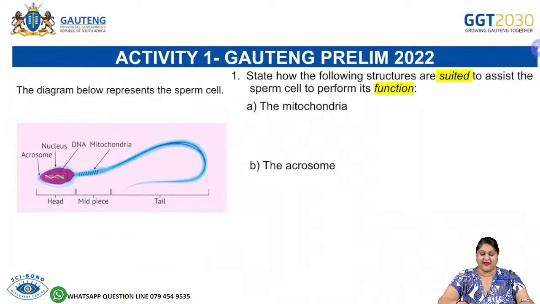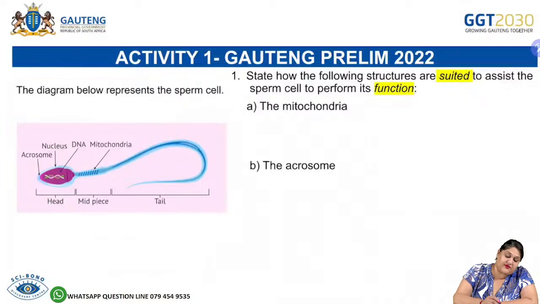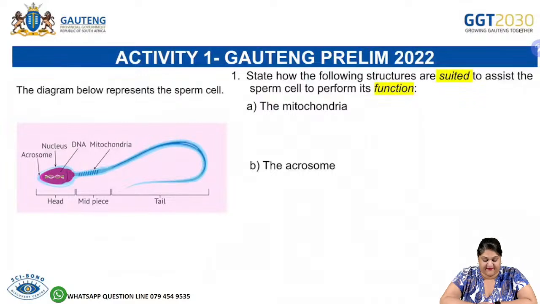Right, now we have a few activities. The diagram below represents a sperm cell. So here we have an acrosome, we can see a nucleus. This one's actually giving us all the different parts. I'm glad for that, because this is also showing you that in the nucleus we're going to have the DNA. You can see that over there. It's a lovely diagram. Now we need to answer the questions.